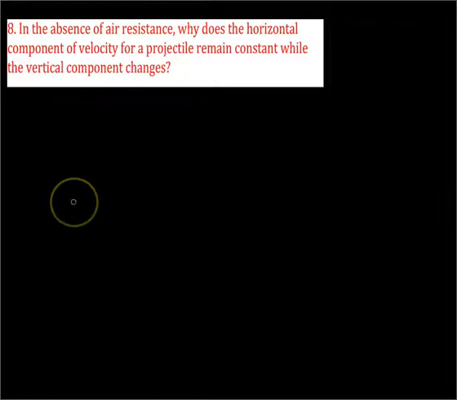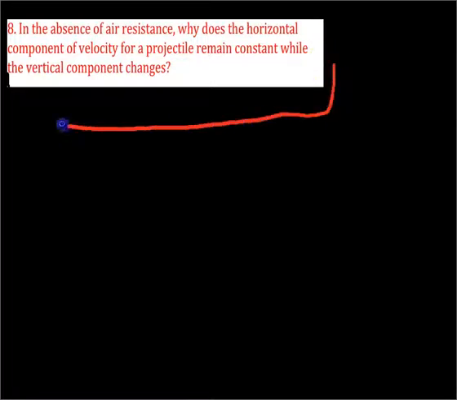This is probably my favorite question in the whole homework because it's really key for all of projectile motion. This is the basis of projectile motion, basically, in terms of how we use it in conceptual physics without air resistance. This is key. So in the absence of air resistance, we're talking free fall. Why does the horizontal component for a projectile remain constant?